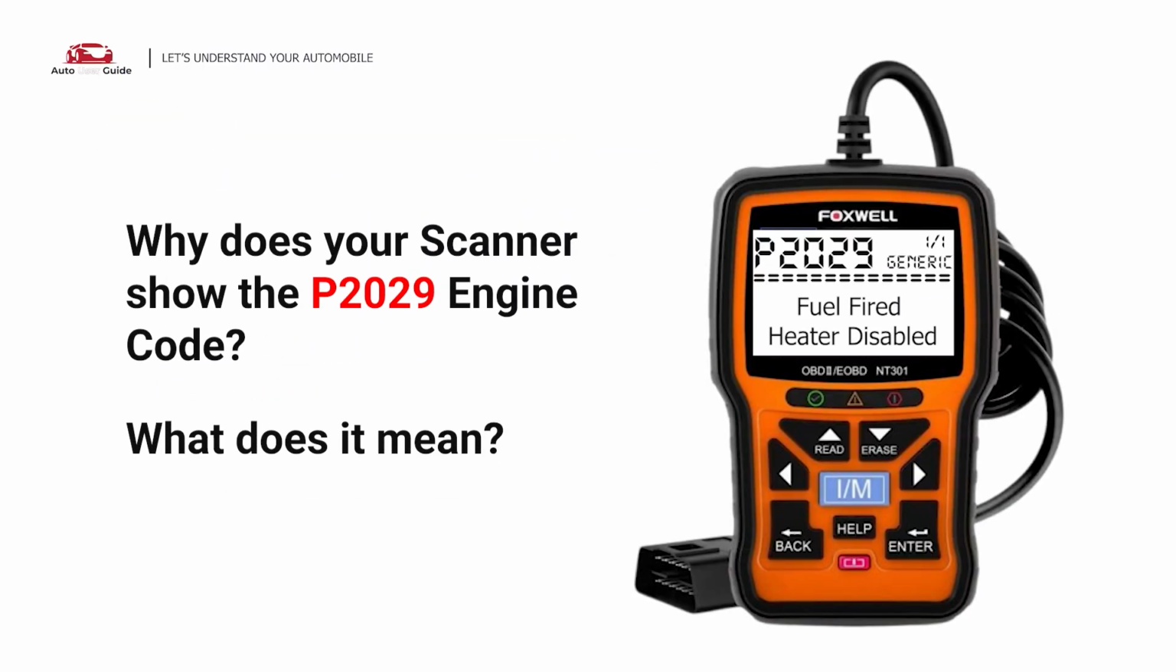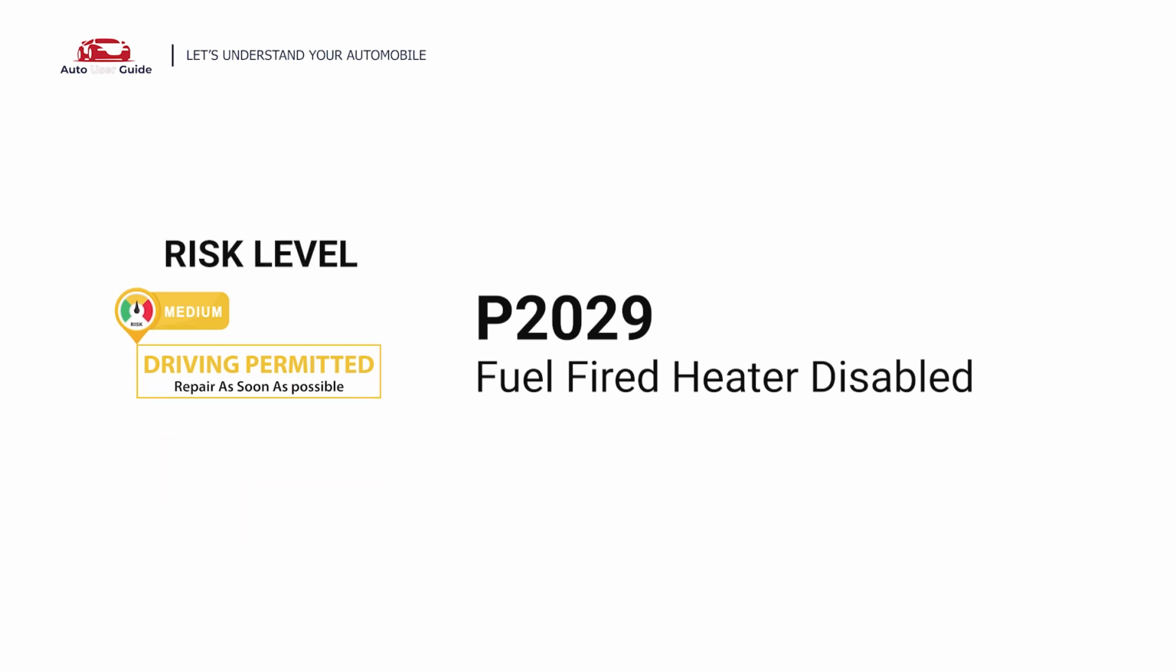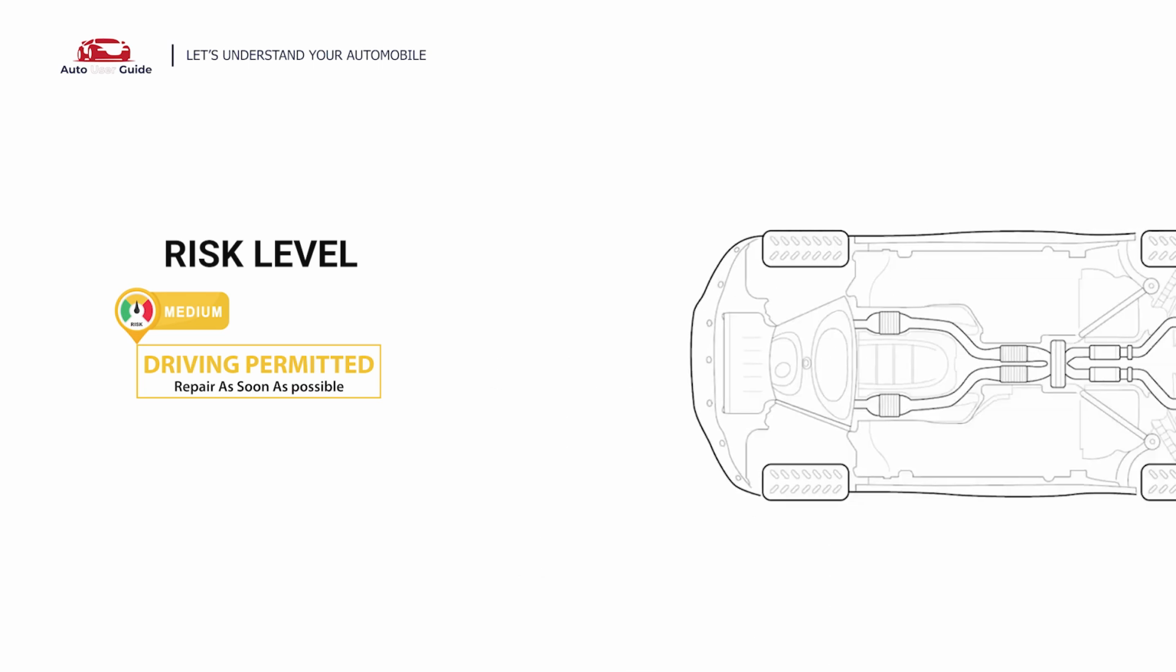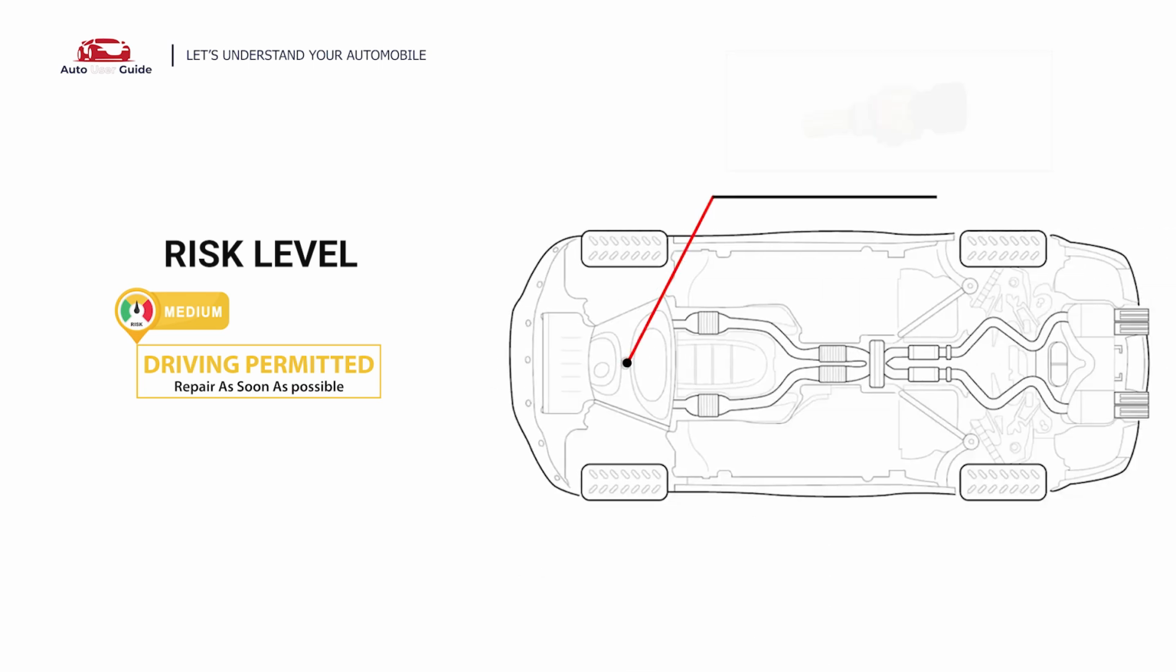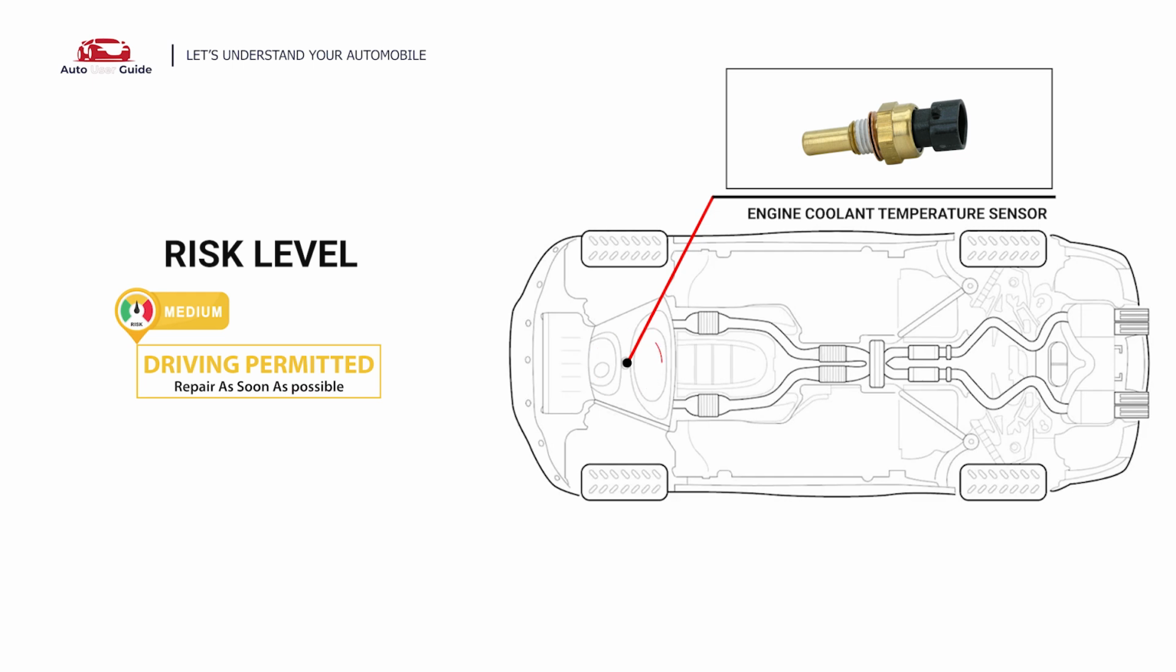Why does your scanner show the P2029 engine code? What does it mean? P2029 is a diagnostic trouble code for fuel-fired heater disabled. This engine code usually means the PCM has detected a problem with the heater, potentially related to coolant temperature differential or other issues. Under this circumstance, short-distance driving is permitted, but your vehicle should be repaired as soon as possible.